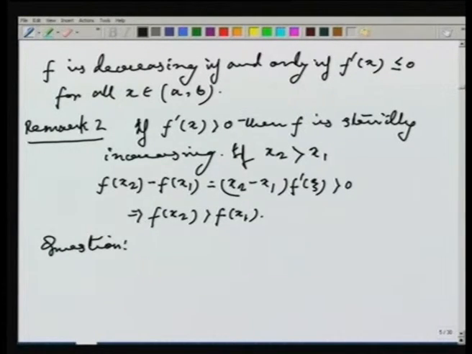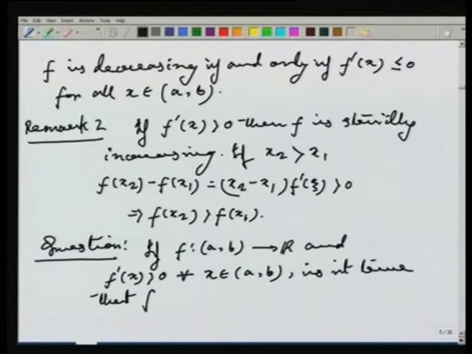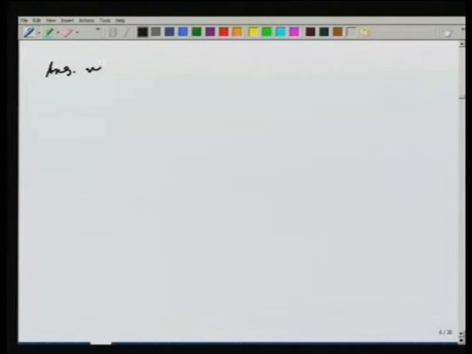So, the question is, if f is from a b to R and f prime x is strictly bigger than 0 for all x in the open interval a b, is it true that f is increasing? The answer actually is no, and it can be shown by an example which we have dealt with already. So, the answer is no.